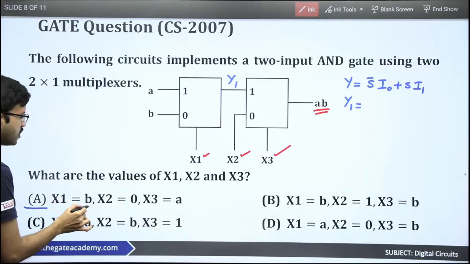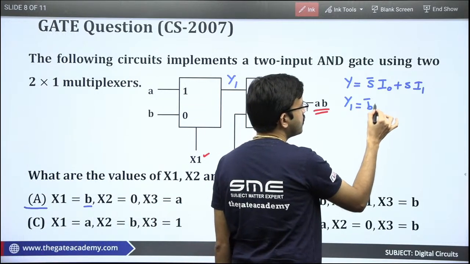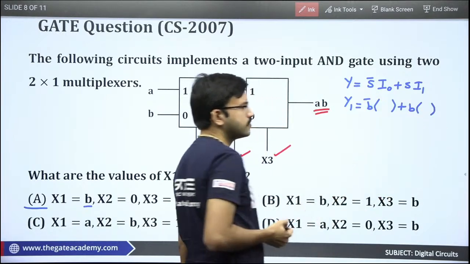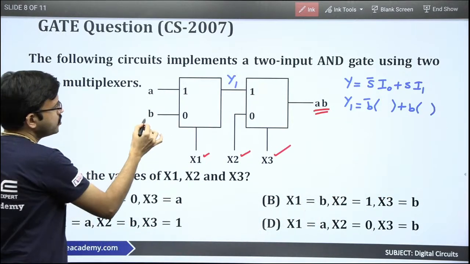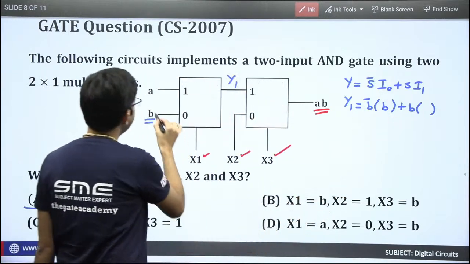Here in the place of x1, you have B. So here the selection is B. That means B bar into I0 plus B into I1. In this case, I0 is B. I1 is A.